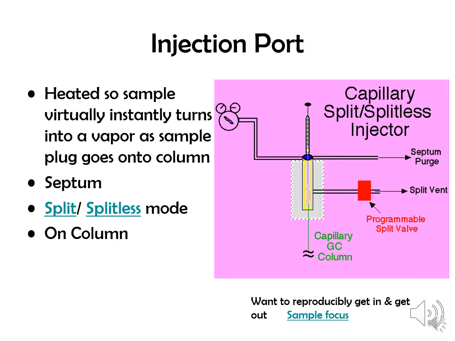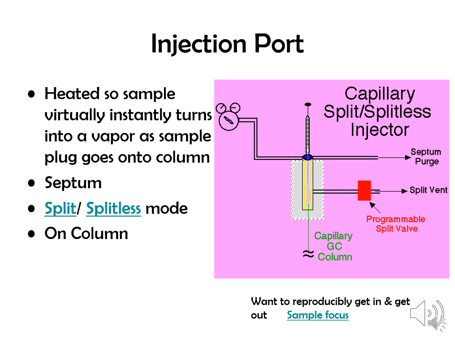Okay, the injection ports in GC are typically heated so that the sample is going to turn instantly into a vapor. Usually the sample is going to be dissolved in some kind of organic solvent, so you're not usually injecting the sample straight. It's usually a dilute solution. And in this injection, you inject with a syringe. You've got a little picture of a syringe there, I think. And you're going through a septum.